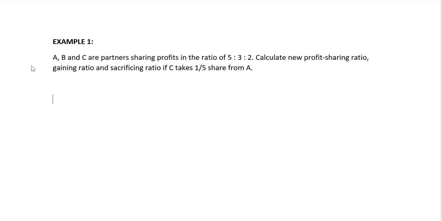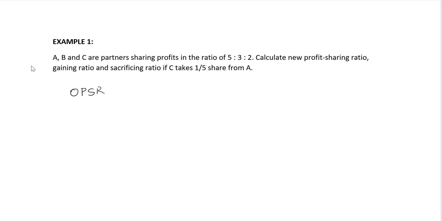Example 1. A, B and C are partners sharing profits in the ratio of 5:3:2. Calculate the new profit sharing ratio, gaining ratio and sacrificing ratio if C takes 1/5 share from A. So let's go about doing this problem.